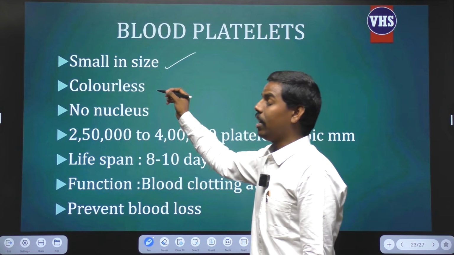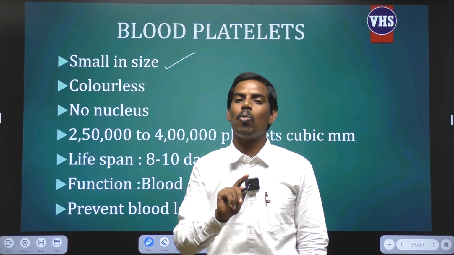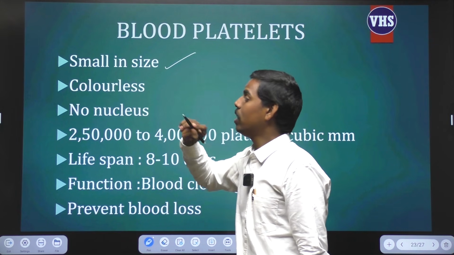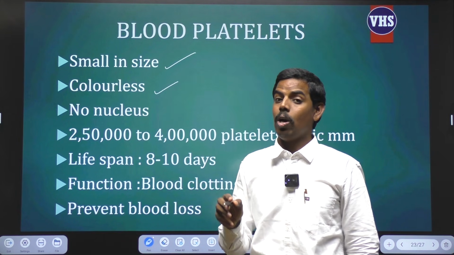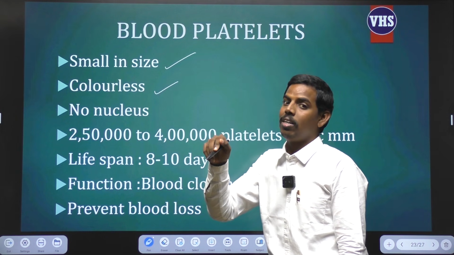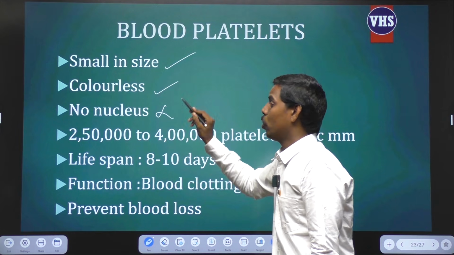The next thing, it is a colorless cell. See, only RBC are red in color. White blood cells and the blood platelets are colorless. Next thing, WBC only have a nucleus. RBC and the blood platelets are absent of nucleus.